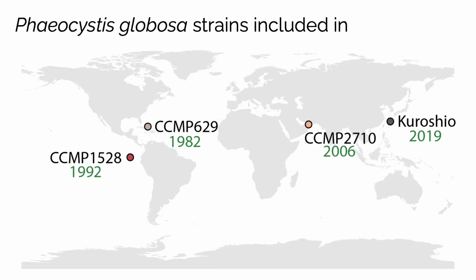So to answer these questions, I worked with four strains of Phaeocystis globosa, three that I acquired from the NCMA culture bank, the CCMP1528, CCMP629, and CCMP2710, and one that I isolated from the Kuroshio current more recently. And in addition to representing a large geographic range, these four strains have been in culture for different amounts of time. So CCMP629 was originally isolated in 1982, 1528 was isolated in 1992, 2710 was isolated in 2006, and then I isolated the Kuroshio strain in 2019.